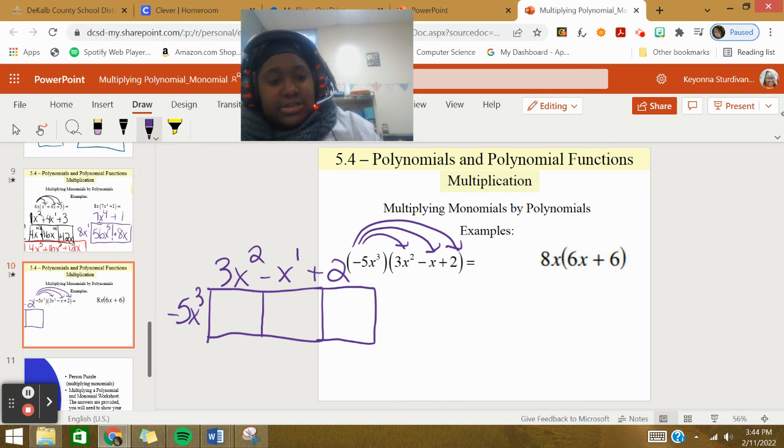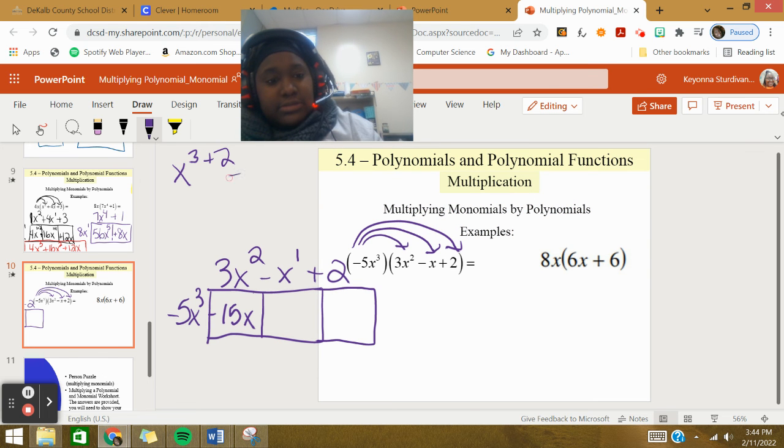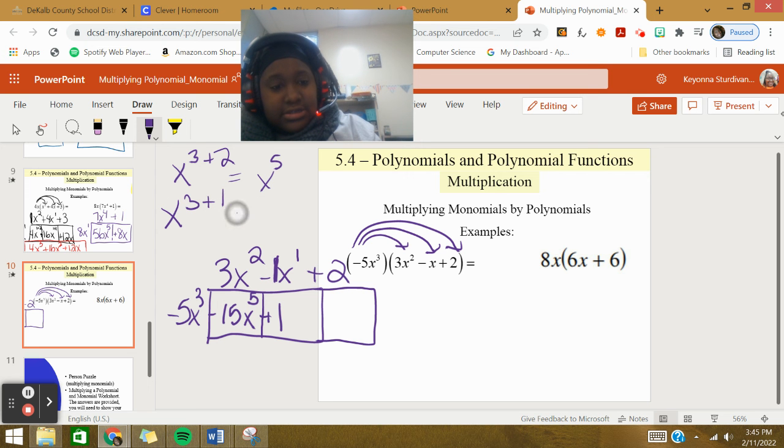I'm multiplying. So negative 5 times 3 is going to give me negative 15. My exponents, I have x to the third plus x to the second, so this is actually x to the fifth. Then I have negative 5. Remember, if there's nothing in front of your coefficient, it's a 1. So negative 5 times a negative 1, because it's a negative here, gives me a positive, so plus 1. And then I have x to the third times x to the first, where I'm adding the exponents.